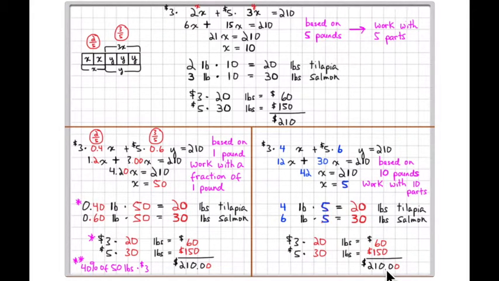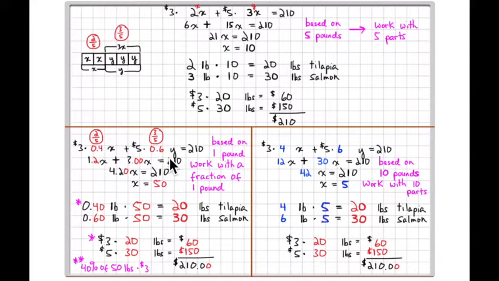The reason I want to do this is I want to get to this point right here. I want to use a decimal value, and I want to look at a single pound, because that's going to give you percent. You can go in and say, now I want to purchase a certain percent of tilapia and a certain percent of salmon.